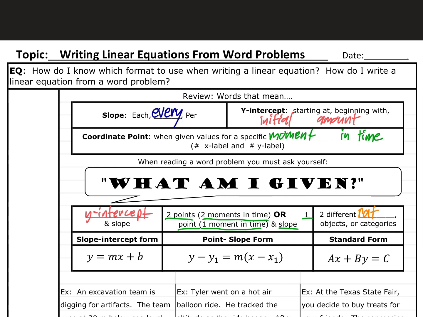You could also have 2 different rates, objects, or categories. In this case, you will be using standard form, ax plus by equals c, where a, b, and c are integers, with a being positive.